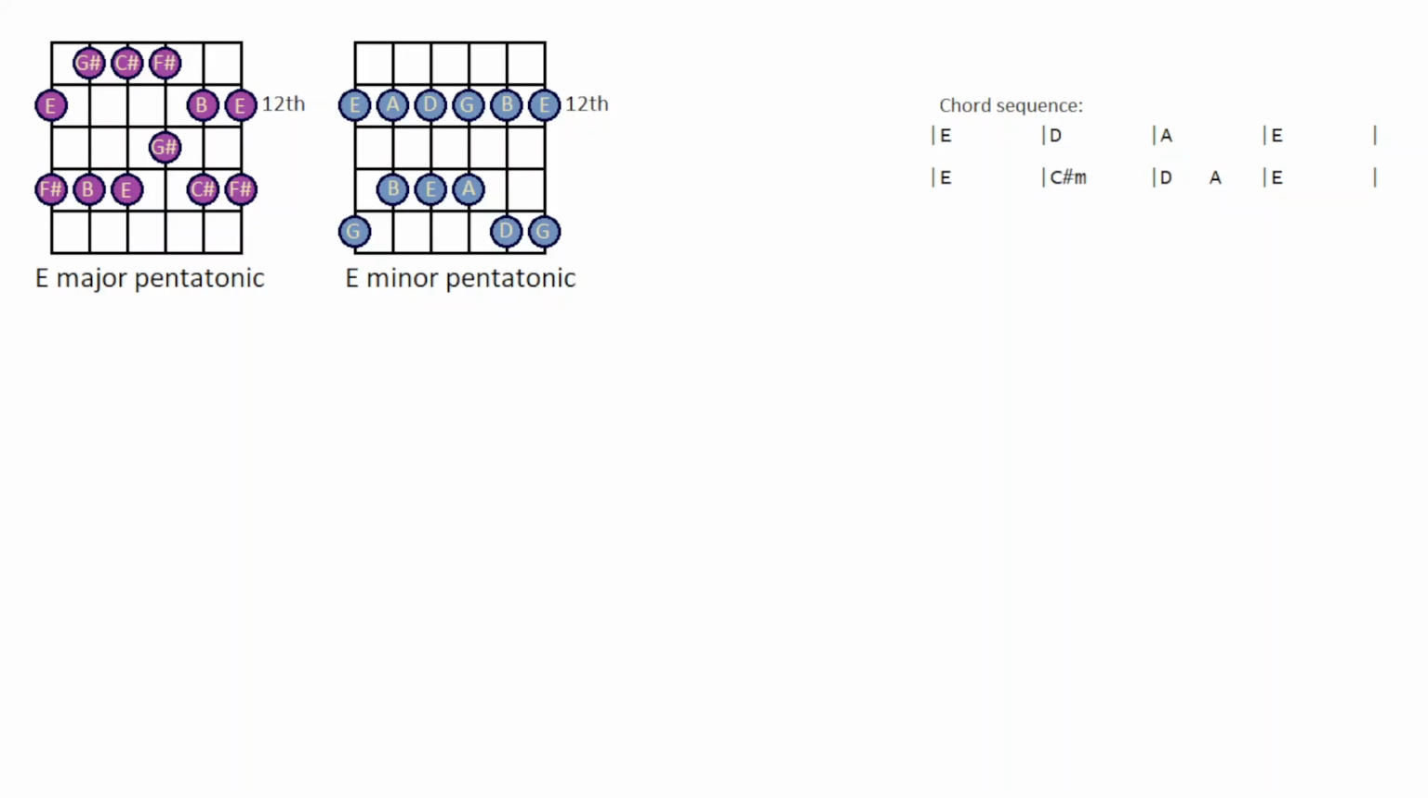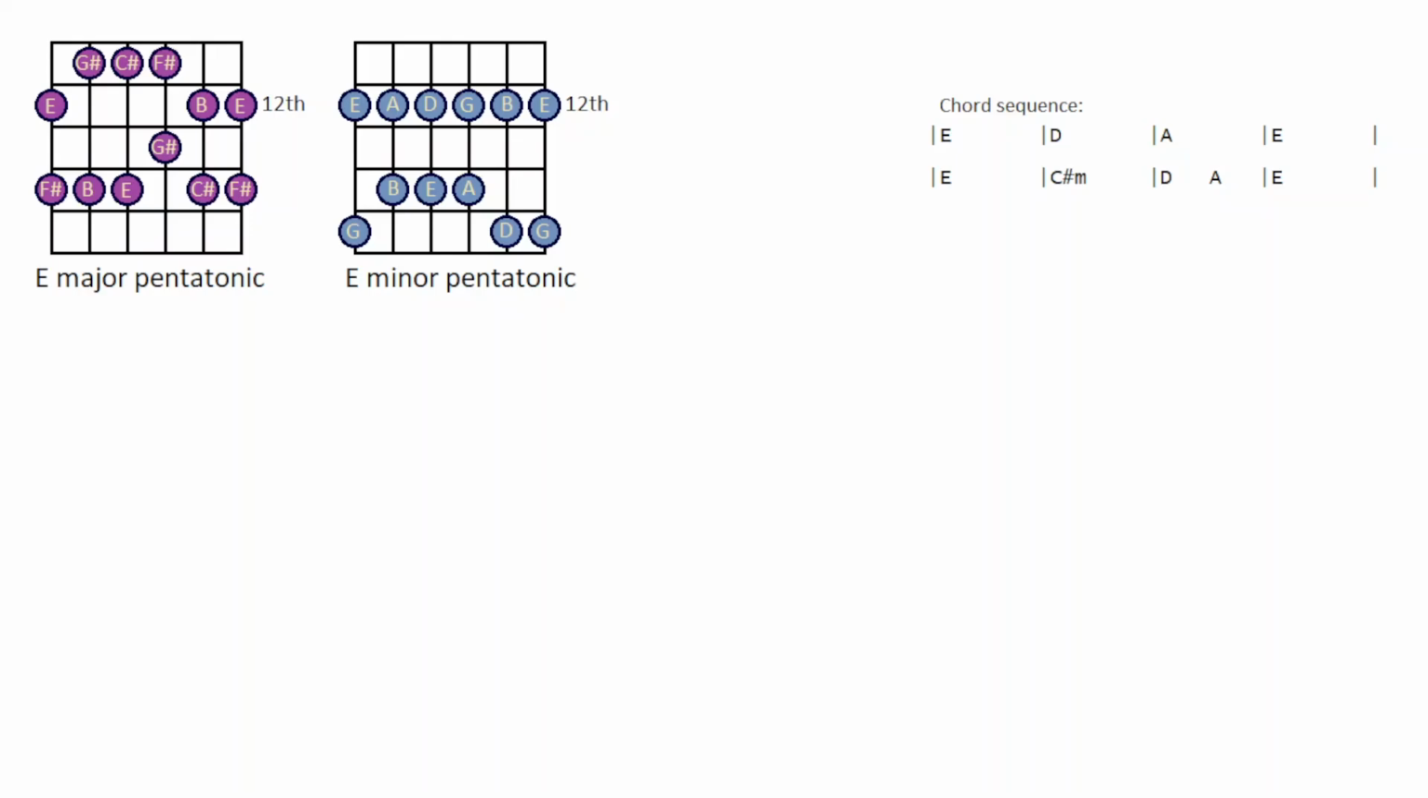And you can imagine using the minor pentatonic over the top of that. So we've got 2 pentatonics there, the E major pentatonic and the E minor pentatonic. You could say that the major pentatonic gives us quite a sort of pop, country-ish kind of sound, and the minor pentatonic will give us more of a bluesy kind of sound.